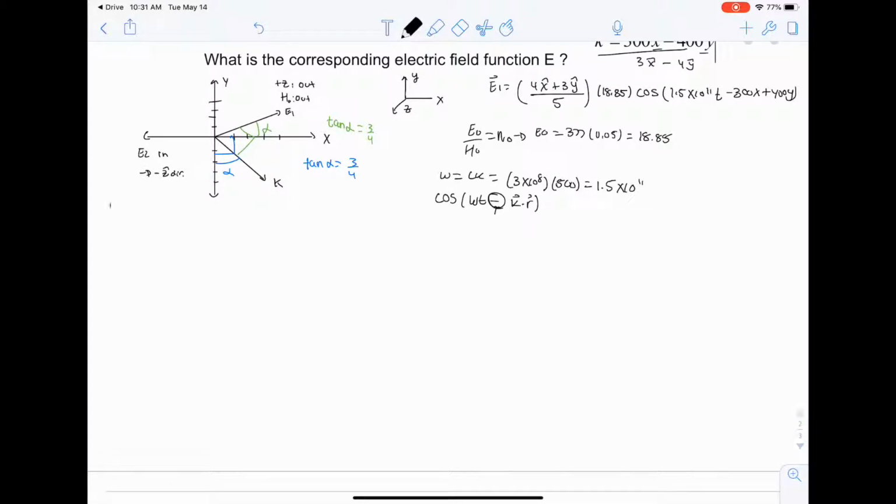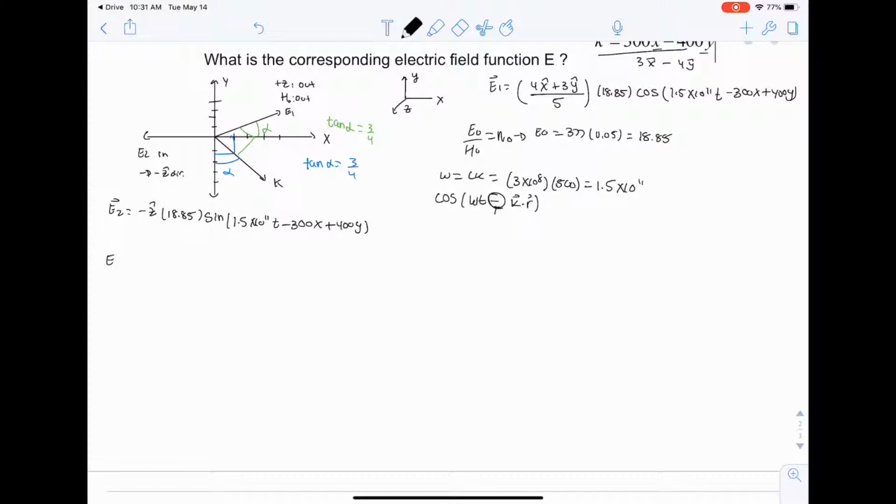So E2 equals negative z hat times 18.85, and since it's 90 degrees out of phase with E1, sine of 1.5 times 10 to the 11, which is our omega, times t minus 300x plus 400y.